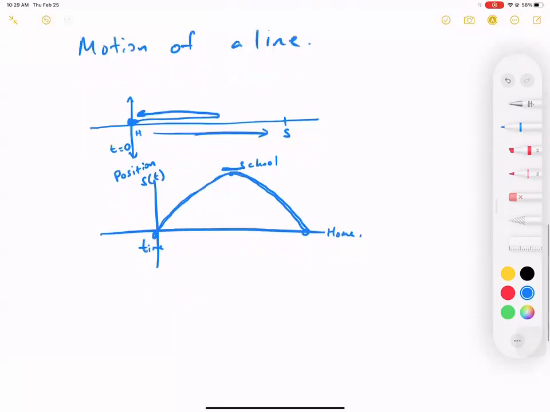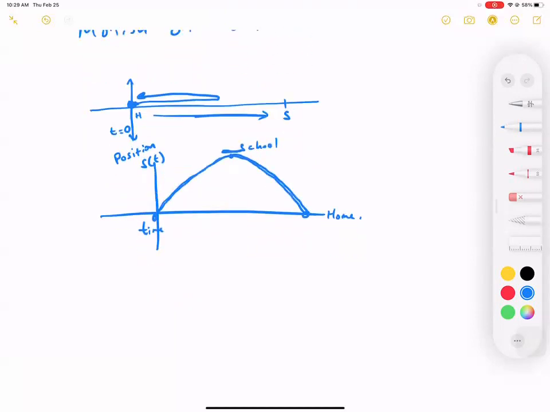Now, there's a point along the way where I turned around, like what Jacob said. I turned around. So at what point did I turn around? We'll call that A here. So at point A, I turned around. And what happens to all my positive positions? They start to subtract. And let's look at this from a different point of view. Let's look at this from velocity.